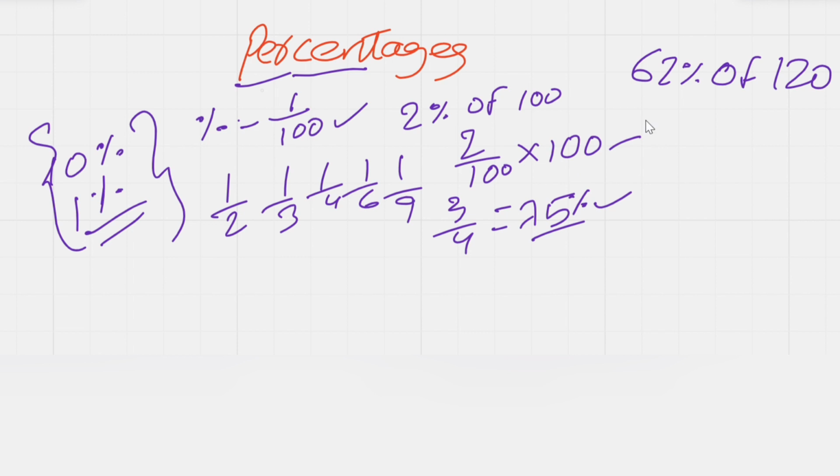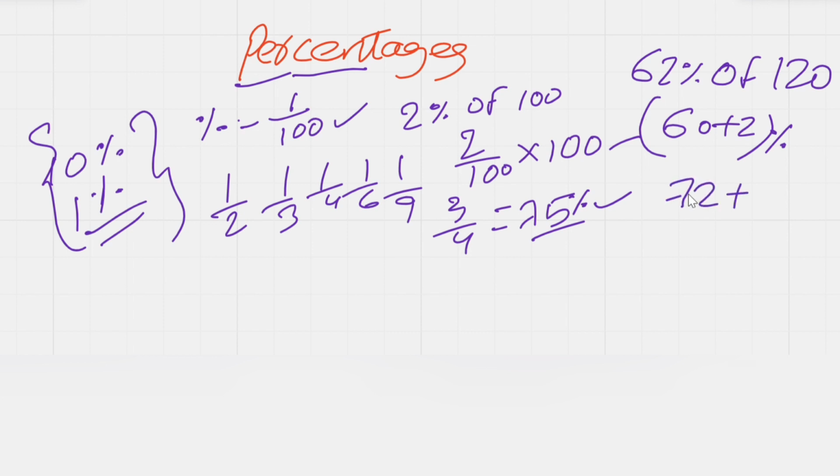So we already know 10% of 120 is 12. Just treat 62% as 60% plus 2%. I'm telling it this way to give you some clarity. So 60% of 120: the 10% value is 12, so 12 times 6 is 72.